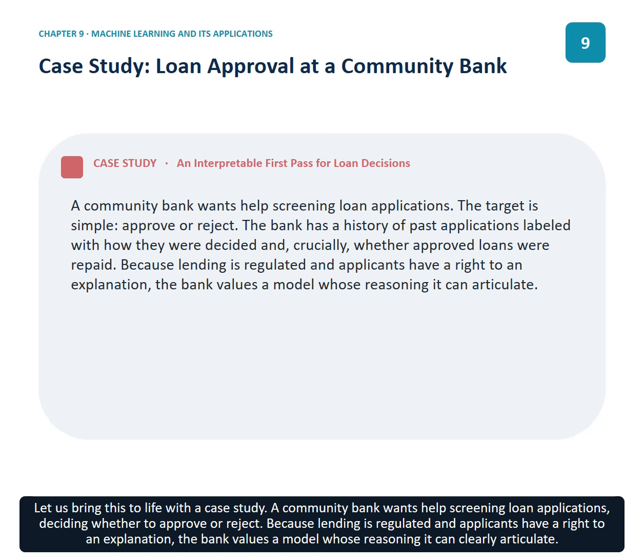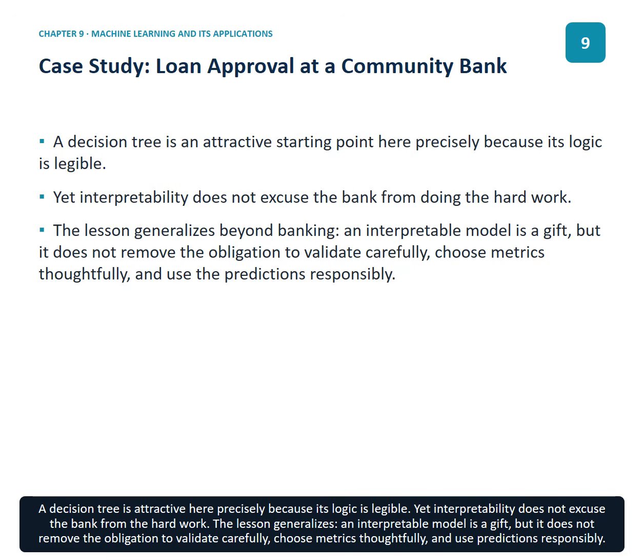Let us bring this to life with a case study. A community bank once helped screening loan applications, deciding whether to approve or reject. Because lending is regulated and applicants have a right to an explanation, the bank values a model whose reasoning it can clearly articulate. A decision tree is attractive here precisely because its logic is legible. Yet, interpretability does not excuse the bank from the hard work. The lesson generalizes. An interpretable model is a gift, but it does not remove the obligation to validate carefully, choose metrics thoughtfully, and use predictions responsibly.